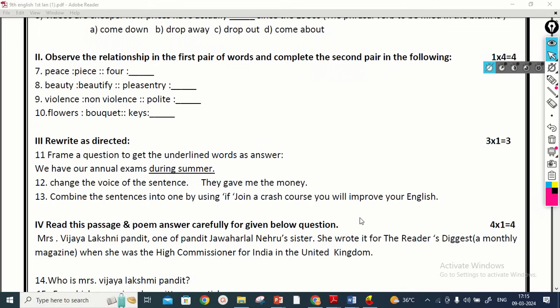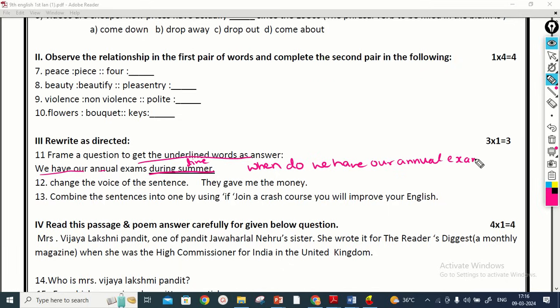Rewrite as directed. Frame questions to get the underlined word as answer. Here they underline the word. Frame a question that gets the underlined word as the answer. We have our annual exam during the summer. For getting during the summer, this is about the time. So we have to use when. So we write this as: when do we have our annual exams. So when do we have our annual exams is the correct question here we have to use.